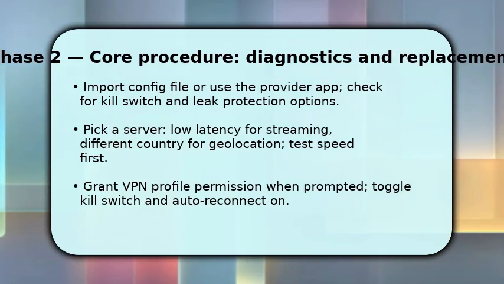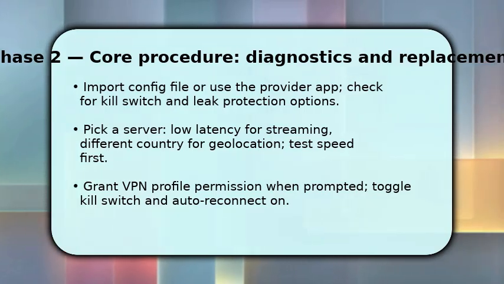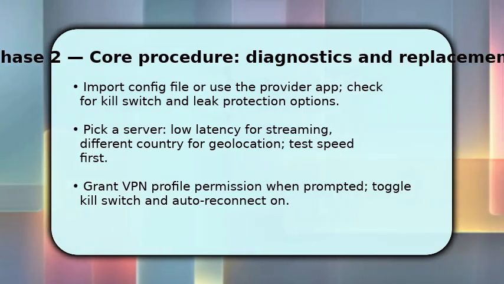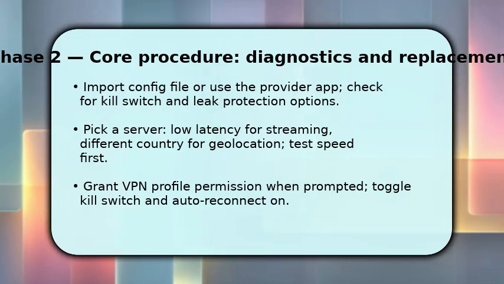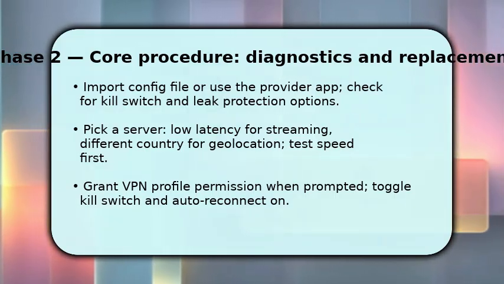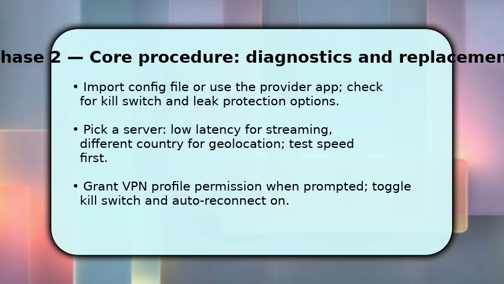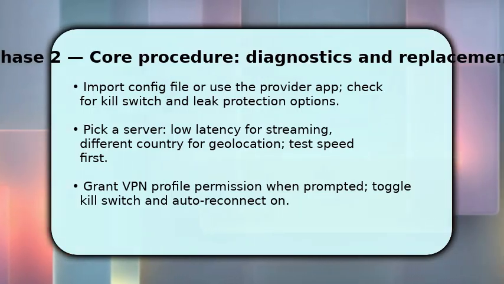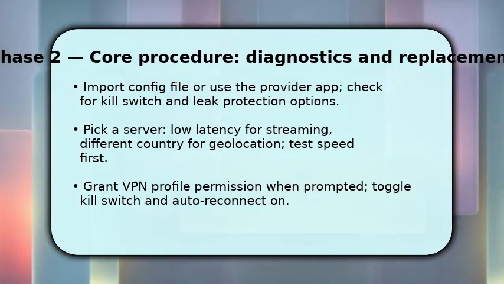Choose a server based on what you need: low latency for video, a different country for content, and run a quick speed test. Slower servers break browsing. Make sure auto reconnect is enabled so the VPN reestablishes after sleep or network change, and then tap connect.